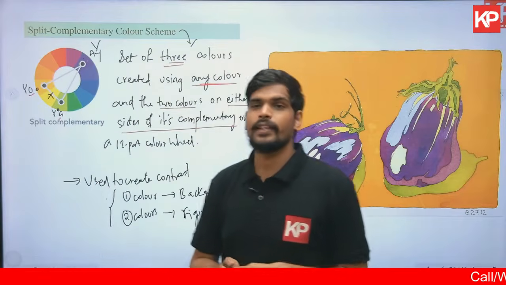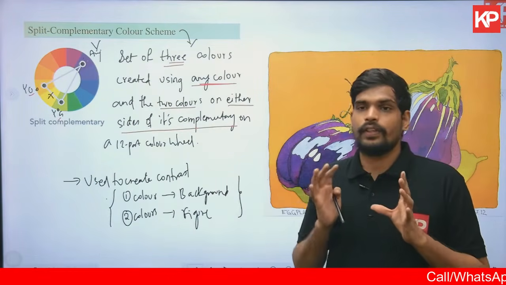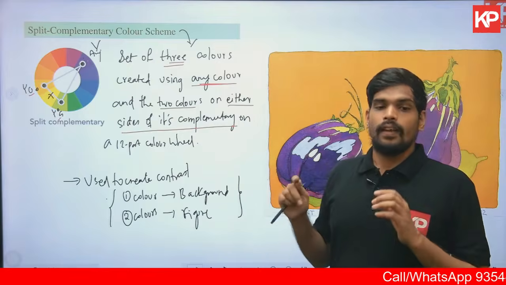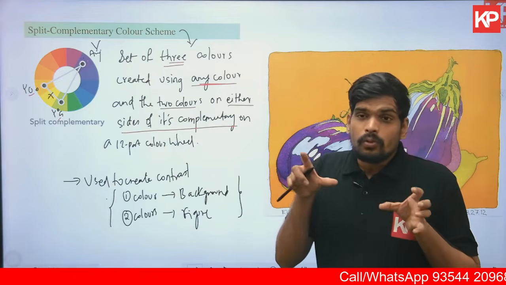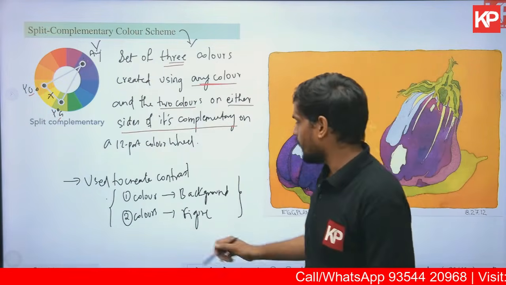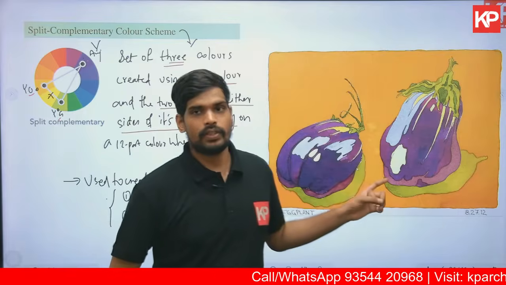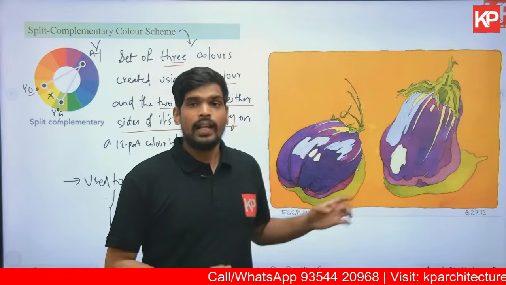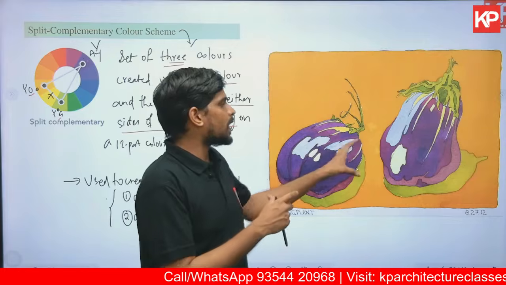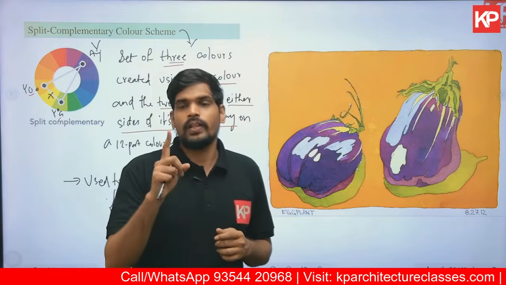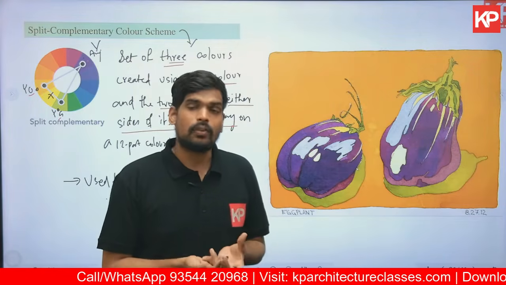Where do we use complementary? I told you, to create a background and objects, figures on it. Similarly, if you want a background and two colors in the objects, in the figure, in this example if you see, there is one orange background, and on that the pictures, the objects, the figure, they are not using only one color. We want to use two colors.